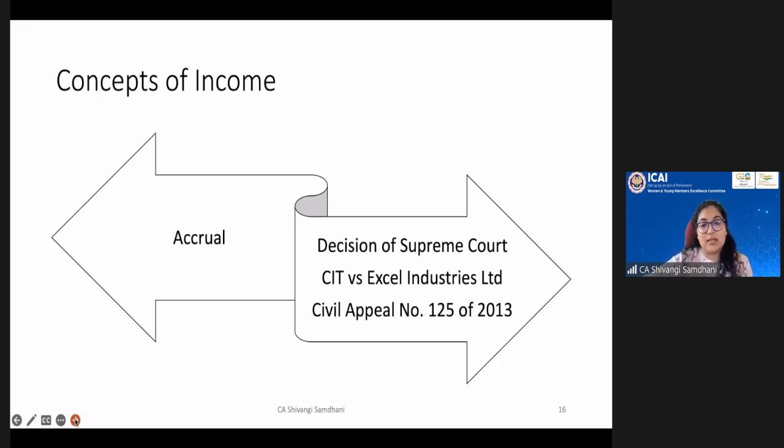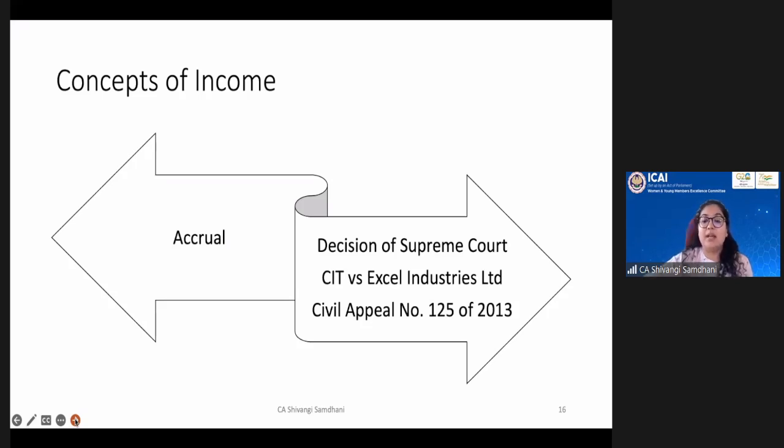And accrual can be understood with the help of decision of Supreme Court in case of Excel Industries. It is a landmark decision. And Supreme Court laid down 3 tests which are helping the chartered accountants and assessees till date how to understand whether income has accrued or not. So what happened? Excel Industries, they made export of some of their goods and they received export incentive. Export incentive was such that after making export, they will get duty-free import of raw material. So there was some calculation around it. In simple terms, when you make export of goods, you will get raw material without paying duty. So that was the scenario over there.